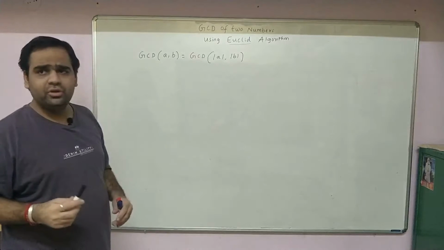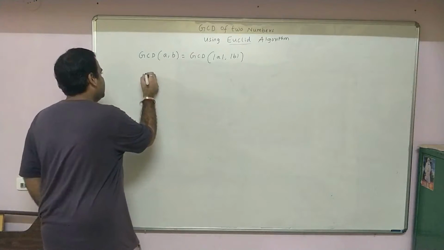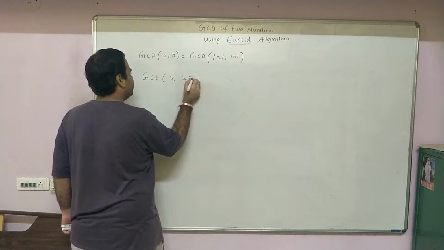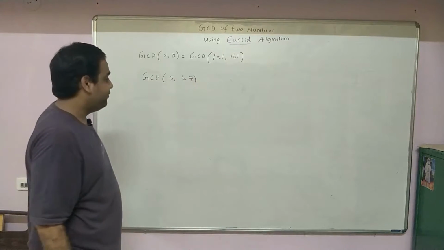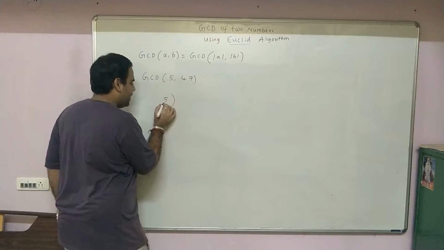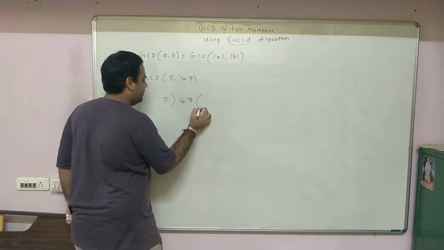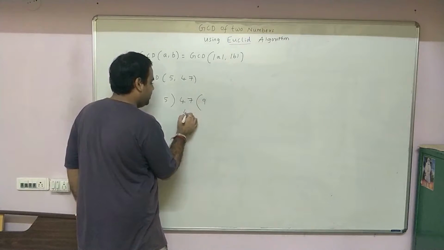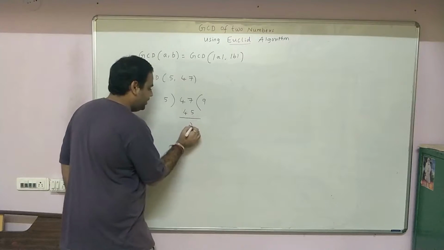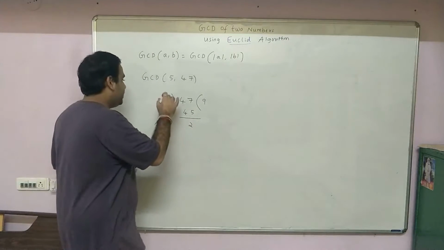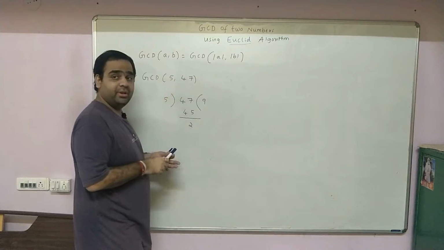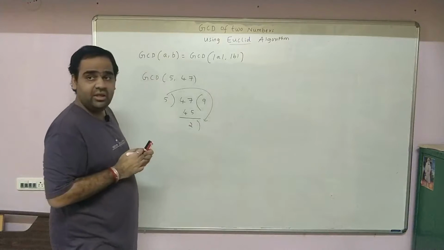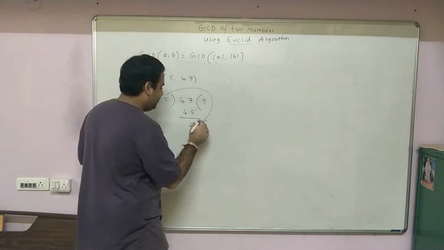Now, how is the Euclid algorithm used to find the GCD? Let us say that we want to find the GCD of 5 and 47. You write 5 as the divisor, 47 as the dividend, and we go on dividing. 5 times 9 is 45, and the remainder is 2. This previous divisor 5 we make the next dividend, and we write 5 over here.